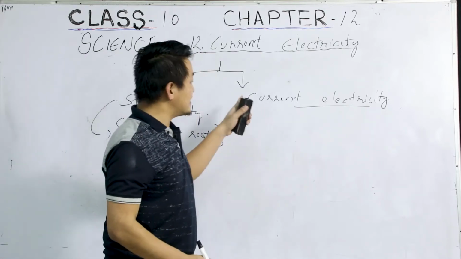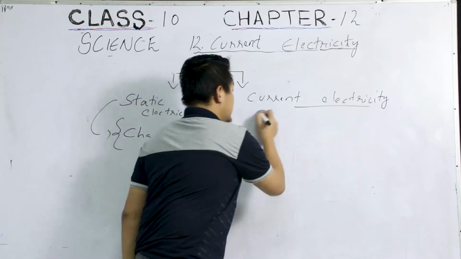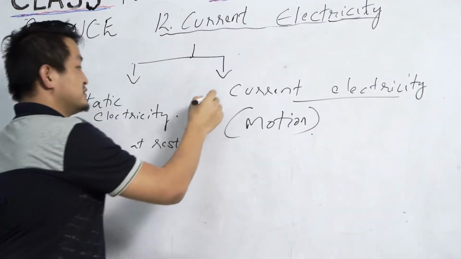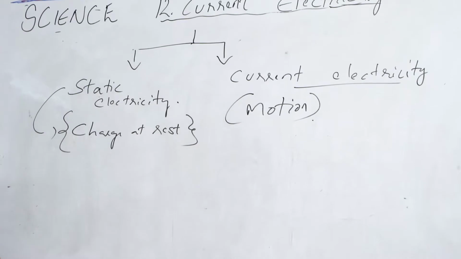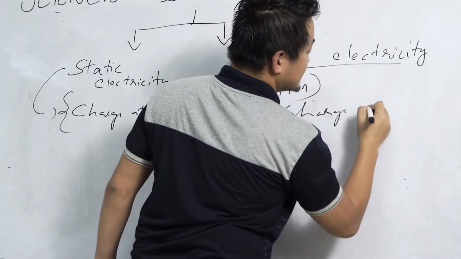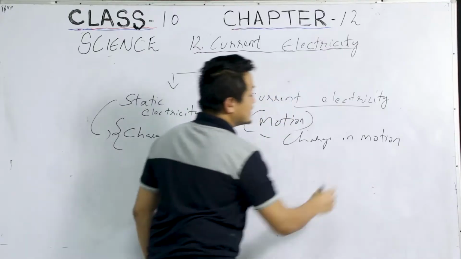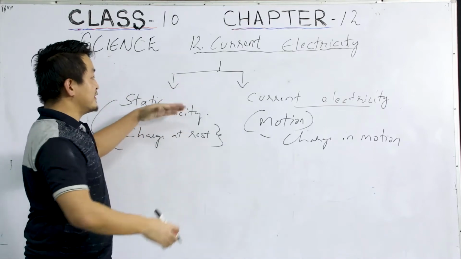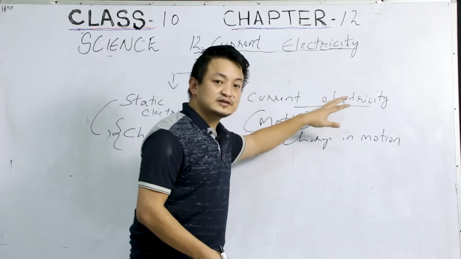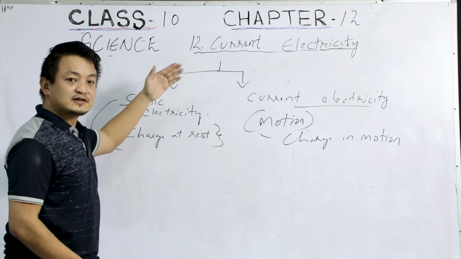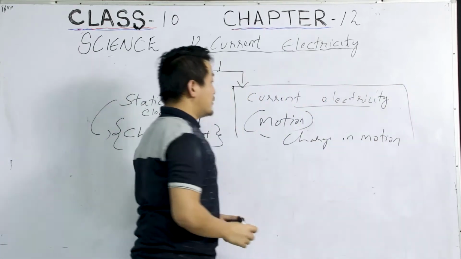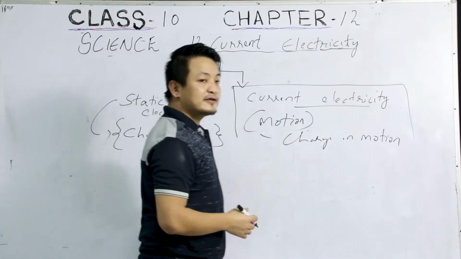Now current, if I say current, means something is in motion, right? So this will be the opposite of charge at rest. That means this is charge in motion. So students, electricity in general we can divide in this way, static electricity and current electricity. You'll study about this in your higher classes, class 11 and 12 physics, but now we'll study about motion, current electricity.